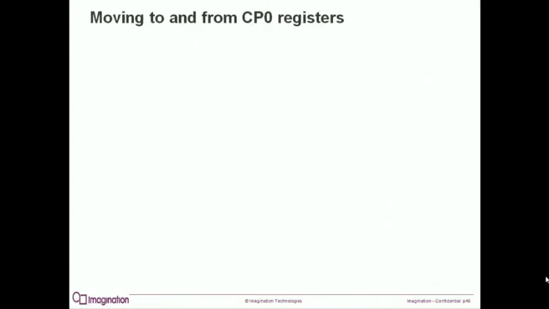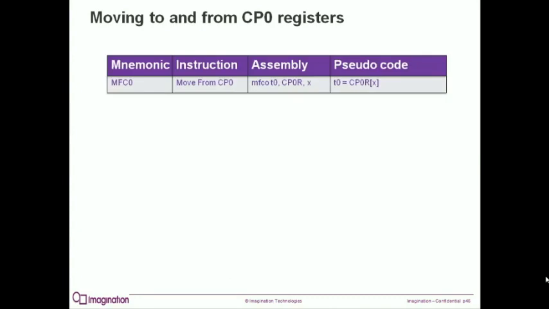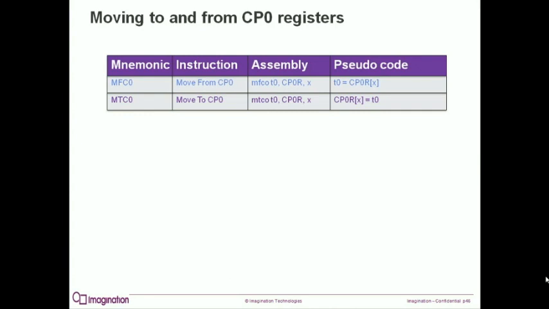There are three instructions that are used in working with coprocessor 0. The move from coprocessor 0 moves from a coprocessor 0 register designated by a register and select number to a general purpose register. The move to coprocessor 0 moves a value in a general purpose register to a coprocessor 0 register designated by its register and select number.